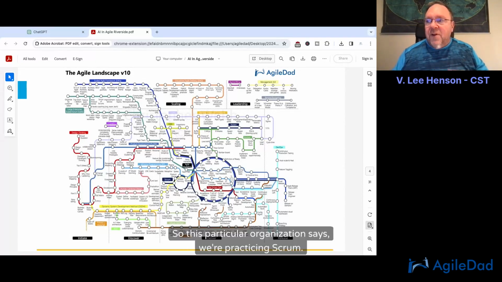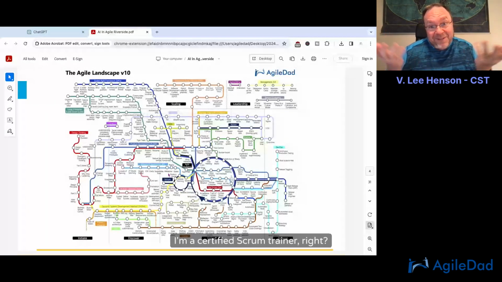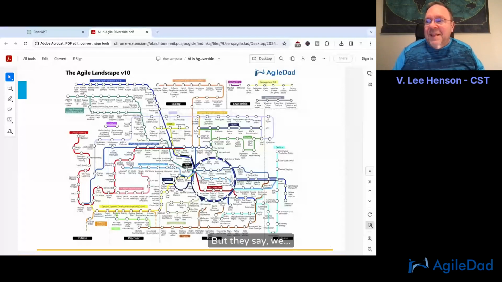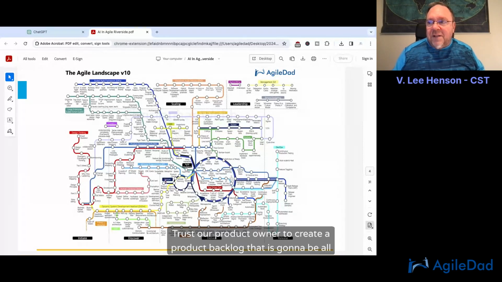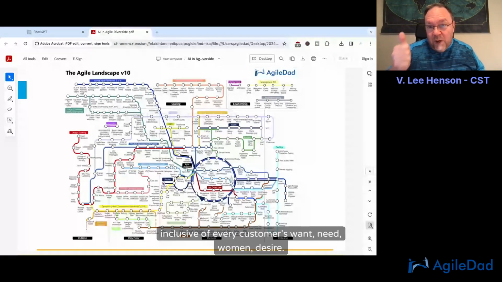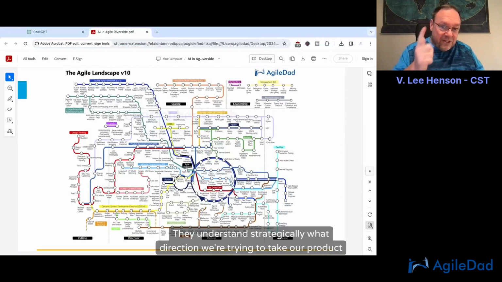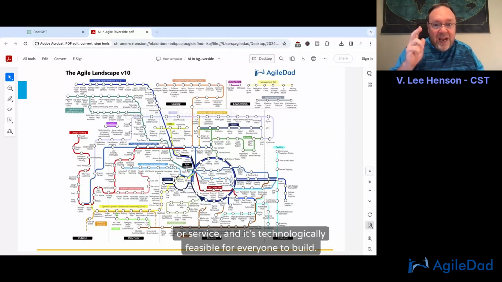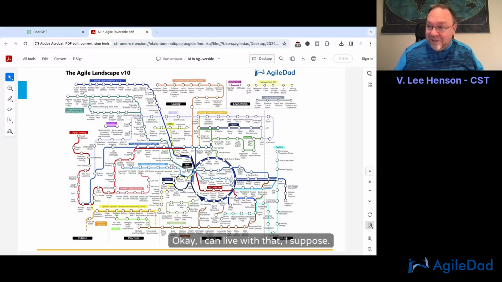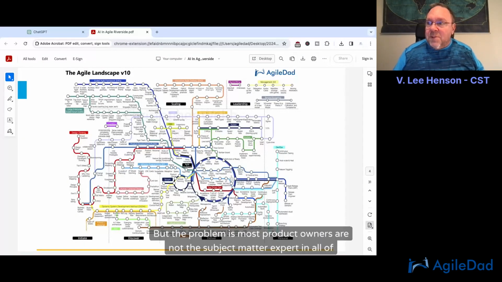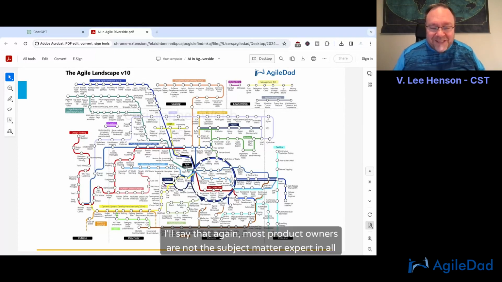Here we go. So this particular organization says, we're practicing Scrum. I'm happy about that. I'm a certified Scrum trainer, right? But they say, we trust our product owner to create a product backlog that is going to be all-inclusive of every customer's want, need, whim, and desire. They understand strategically what direction we're trying to take our product or service, and it's technologically feasible for everyone to build. Okay, I can live with that, I suppose. But the problem is most product owners are not the subject matter expert in all of those things. I'll say that again. Most product owners are not the subject matter expert in all of those things.